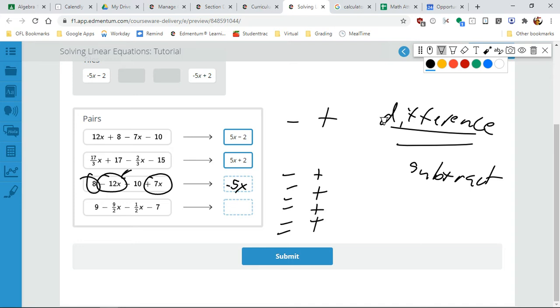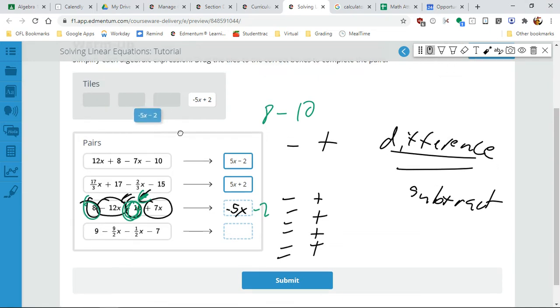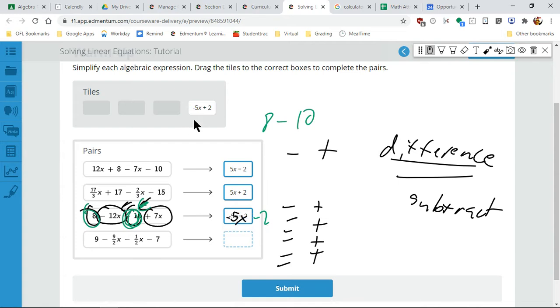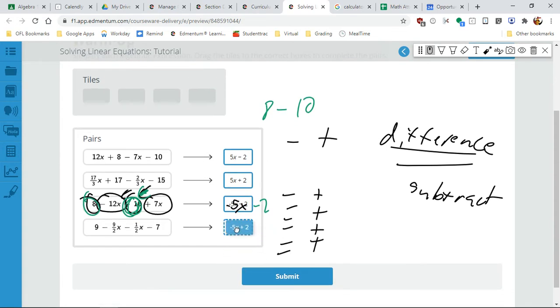So if you can just picture 12 negatives and 7 positives, we're going to be left with those 5 negatives. And then we're at this and this. So there's more negatives. I should use different colors. I'm sorry. We have more negatives than positives. So in this case, 8 minus 10 is going to be negative 2. So this one's going to be negative 5x, negative 2. So this exercise is basically just teaching us the difference between positives and negatives. And obviously this will be the last one.